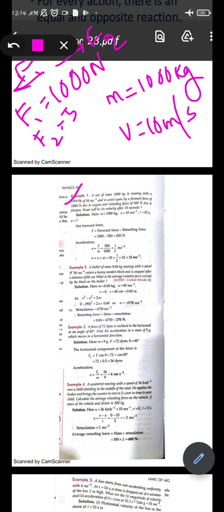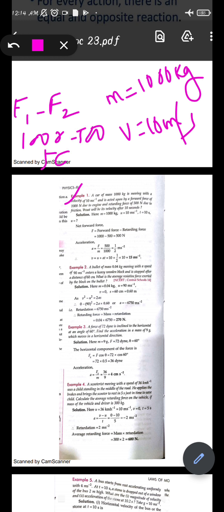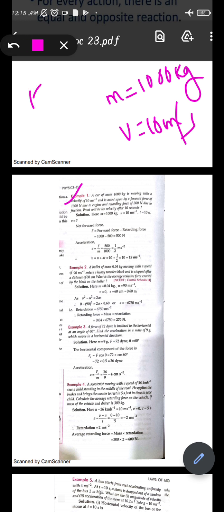So the resultant force, or net force, is the difference between the forward force and the retarding force. F1 minus F2 is 1000 minus 500, so it is 500 newton. So force is also given here: F is equal to 500 newton. Now we have to find the velocity after 10 seconds.